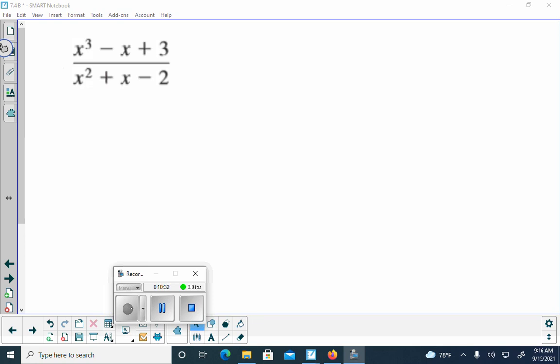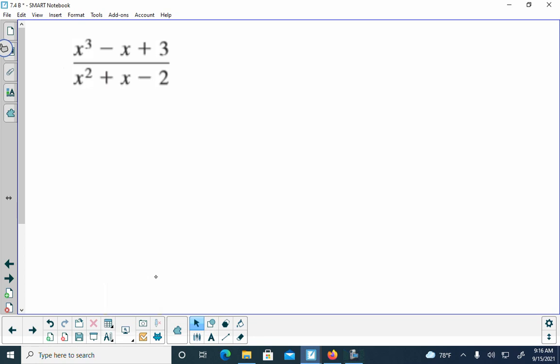And proper fraction for rational polynomials means that the degree of the numerator is less than the degree of the denominator. So in this case, the degree of the numerator is 3, the degree of the denominator is 2, so that means it is not a proper fraction, so I have to first divide it, and I'm going to practice long division.